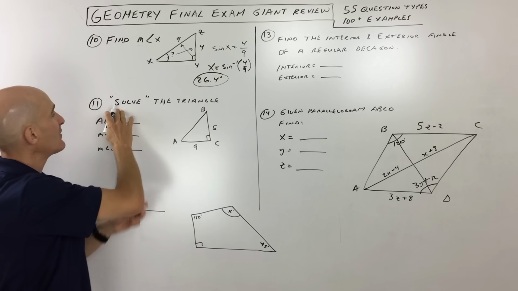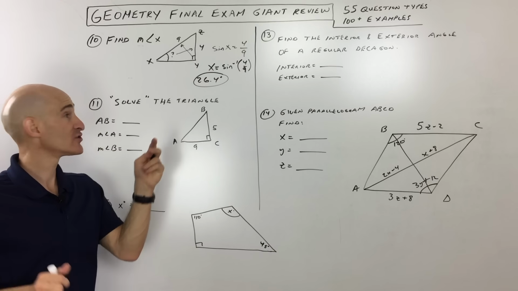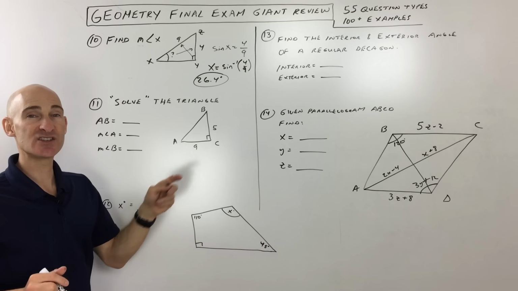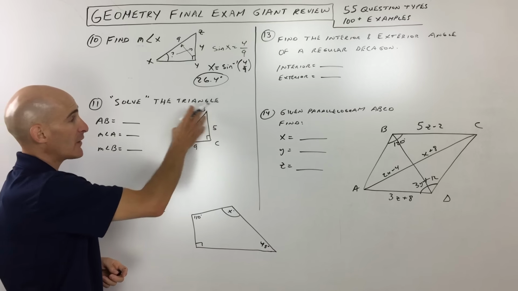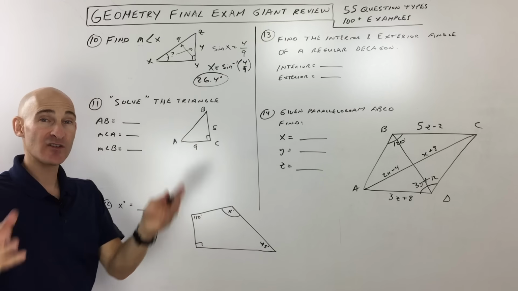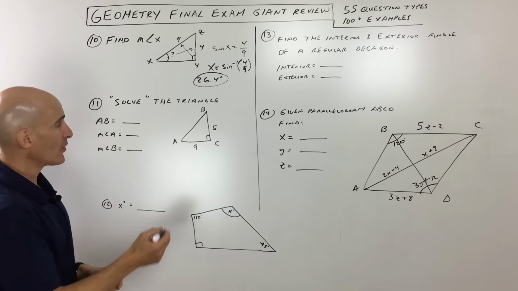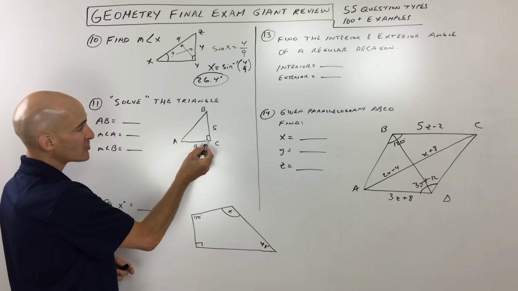Okay, let's go to number 11 now. Now, number 11, it says, quote, solve the triangle. Now, what does that mean when they say solve the triangle? Well, it means you want to find all the sides, all the angles. It means you completely solved it. You found everything. Okay, so when we look at this triangle, we can see it's a right triangle.